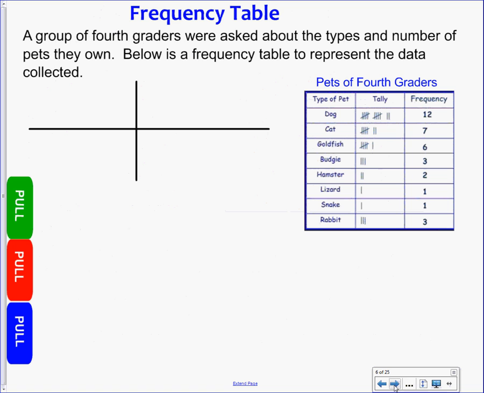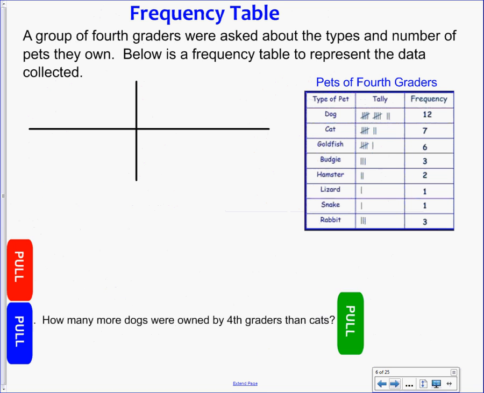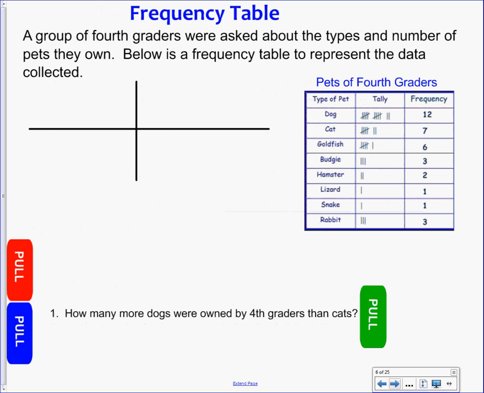Okay, answering questions with a frequency table. So our first question was, how many more dogs were owned by 4th graders than cats? Always have them underline "than" and put a minus sign on top of it because "than" tells us we're comparing, which is subtraction. So our main idea is "than."